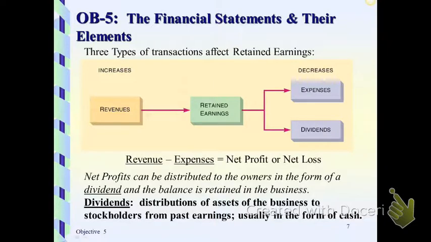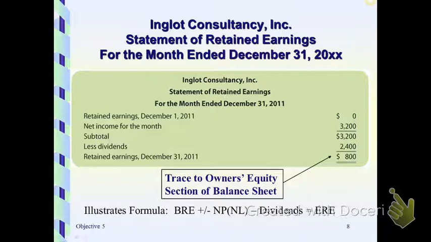Let's look at a calculation associated with the statement of retained earnings. As we can see here, we've got a very simplified statement of retained earnings for Inglot Consultancy. Just like other financial reports, there's a heading, the name of the company, the type of report it is, the statement of retained earnings, and then the period for which it is reporting. We start out with the beginning retained earnings for that period. The beginning of the period is December 1st, and the end of the period is December 31st.